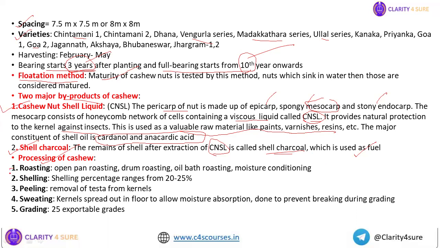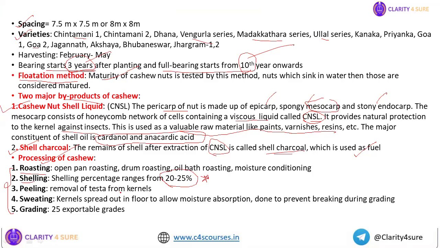Again, very important. In case of processing, first is roasting. Obviously, we have to go for drying and roasting of cashew, isn't it? Cashew cannot be consumed as such, so we need to go for processing. The first step of processing is roasting. There are different methods in which cashew can be roasted. Next is shelling. Shelling is nothing but the removal of the outer layer. Shelling percentage again is very, very important, so please mark this point. The shelling percentage of cashew is 20 to 25%.